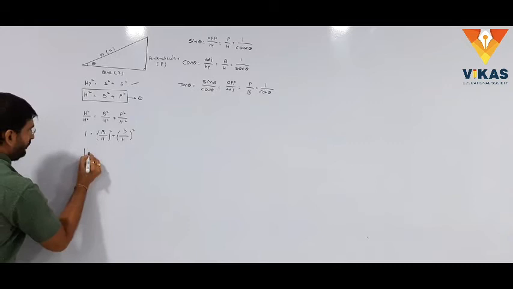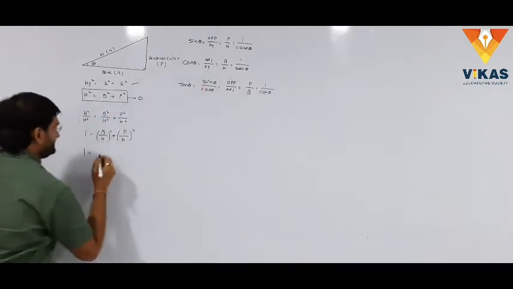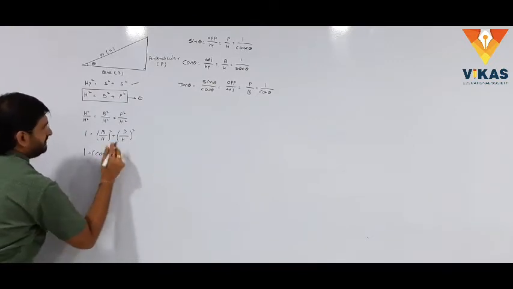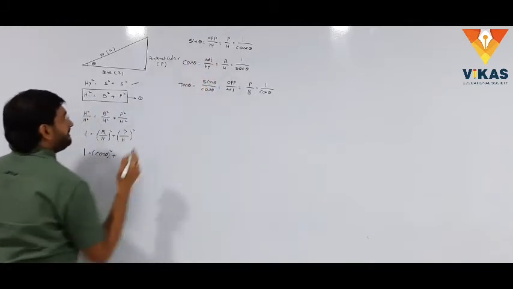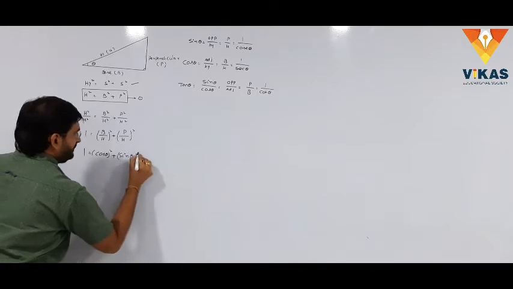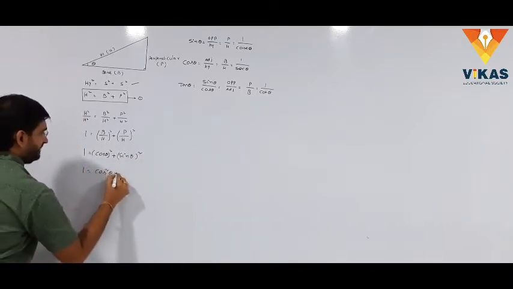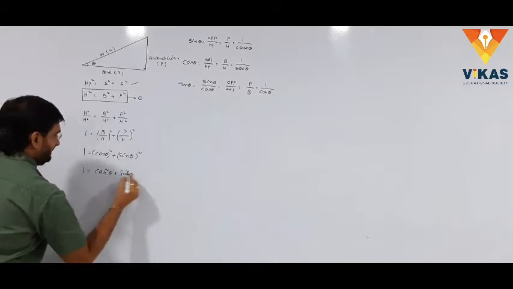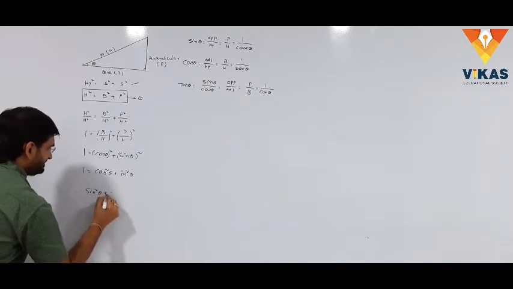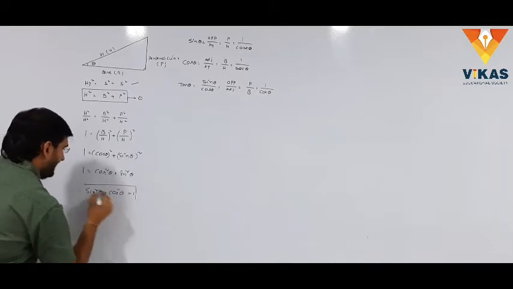Dear students, please listen. Here 1 equal to, what is the value of b by h? b by h is equal to cos theta. Therefore, this is cos theta whole square plus p by h is the sin theta. This is nothing but sin theta whole square. Simply 1 equal to cos square theta plus sin square theta. Therefore, sin square theta plus cos square theta is equal to 1.